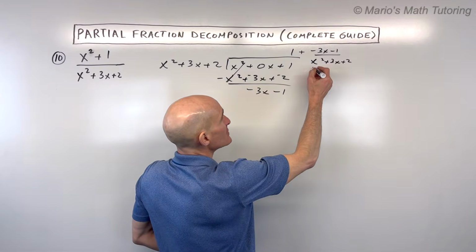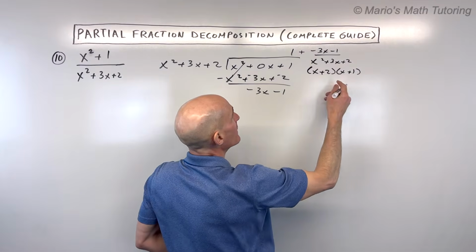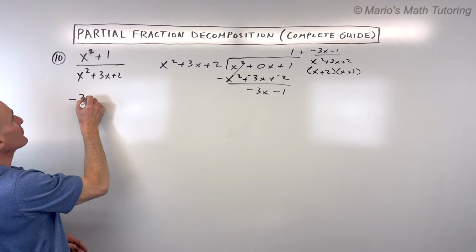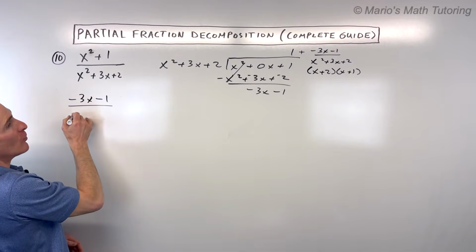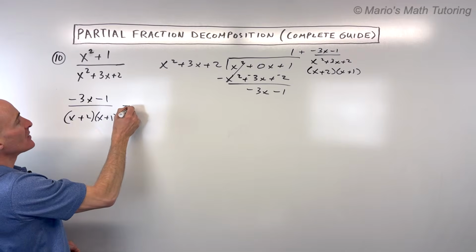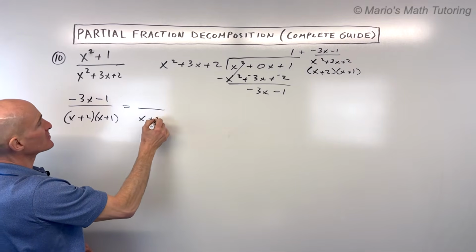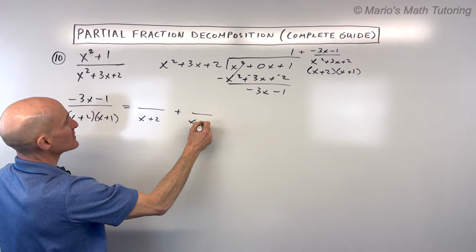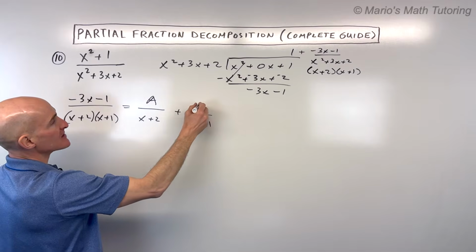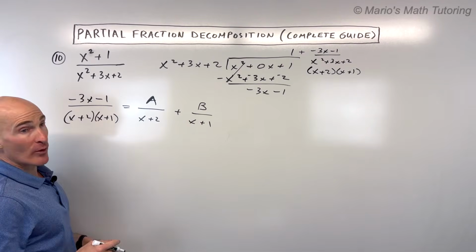Now the first step is to factor the denominator, right? So this is x plus 2 and x plus 1. So when we write our partial fractions, let's go over here. This is -3x minus 1 over x plus 2, x plus 1. What kind of factors are these? They're linear factors. They're to the first degree. So this is going to be x plus 2 and x plus 1. We want the numerator to be 1 degree lower. That's going to be a constant. So a and b. And now all we have to do is solve for a and b.